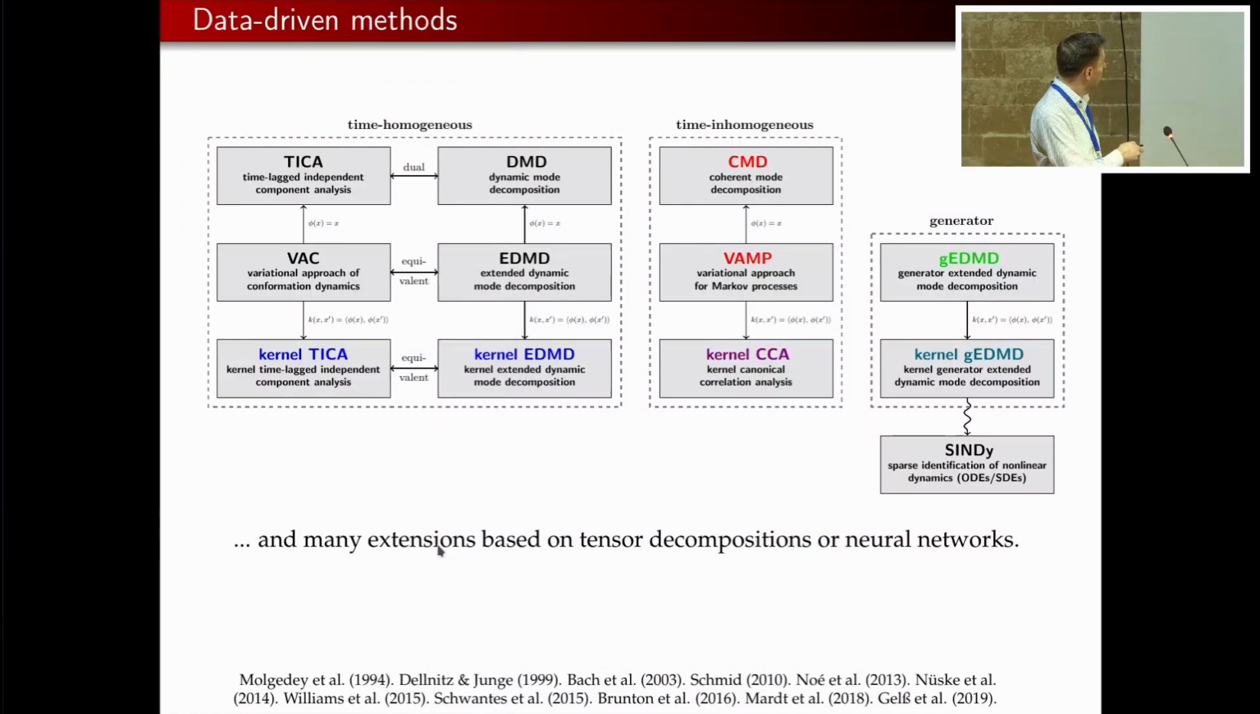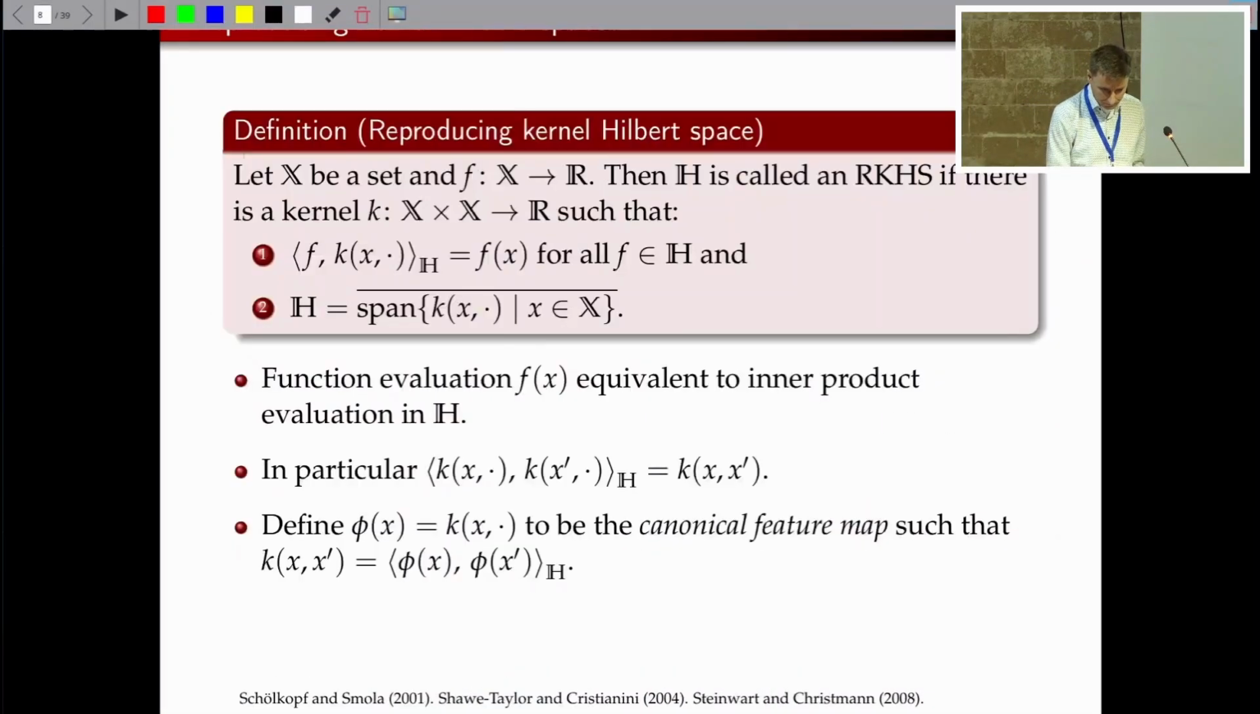And also, I should mention here that we don't necessarily have to use kernels. This is just one convenient way to approximate these Koopman operators and generators. But you could also use, for example, tensor decompositions or neural networks or lots of other approaches. You can also use time-delay embeddings or explicitly defined sets of basis functions. There are lots of different ways to estimate these operators.